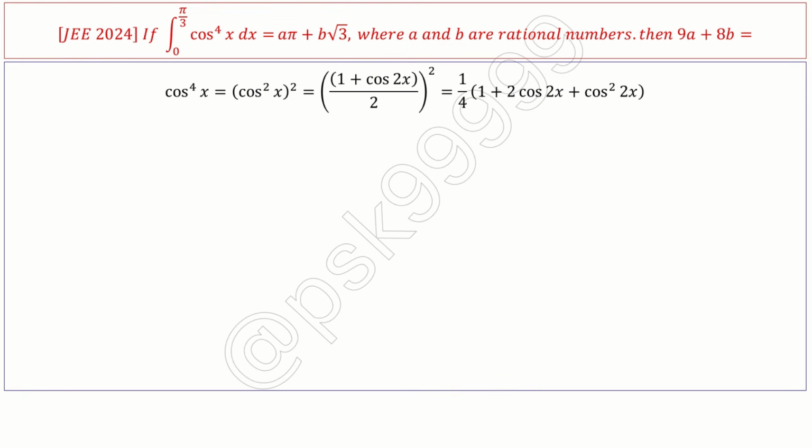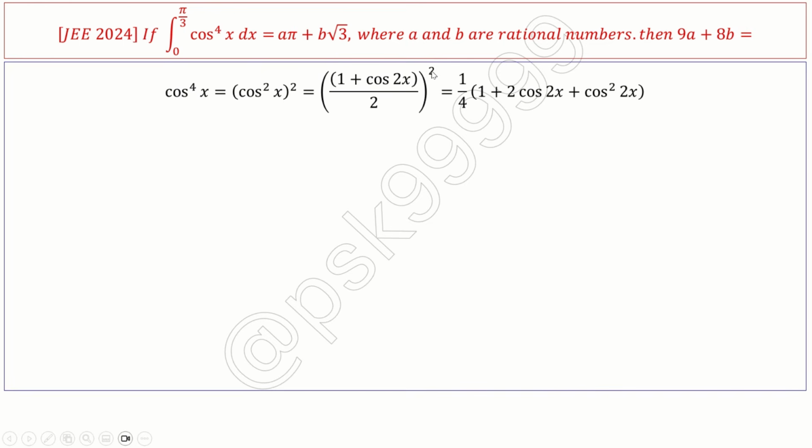Cos to the power of 4x I can convert in terms of cos square x, and cos square x I can convert into cos 2x, and cos square 2x I can convert into cos 4x, correct? So basically I can write cos to the power of 4x in terms of cos 4x. That is the way you should solve this problem. So cos to the power of 4x is cos square x whole square. Cos square x I can write as 1 plus cos 2x by 2 whole square.